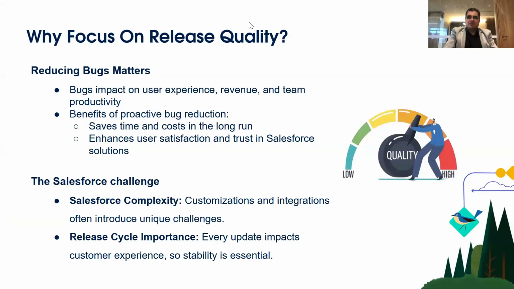So why focus on release quality, right? One thing which comes to my mind is reducing bugs actually matter. They matter a lot because the bugs have a direct impact, as you can see on the slide, on user experience, revenue generation, and team productivity. We all know that a poor user experience caused by bugs can lead to dissatisfaction, reduced trust in the platform, and also higher operational costs. If we are proactive in reducing bugs, they would offer a lot of benefits. For example, it would save time and money in the long run by avoiding costly rework and firefighting. It also enhances user satisfaction, ensuring customers trust and rely on Salesforce as a stable solution.